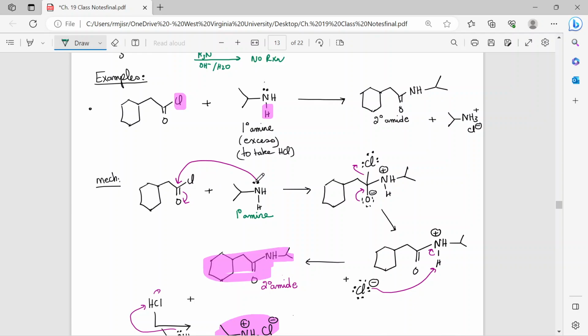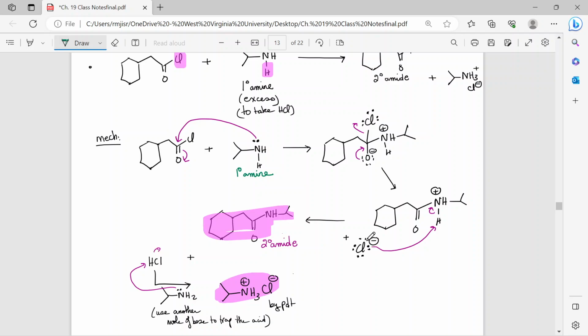Mechanism straightforward. Nucleophile attacks the partial positive carbon, forming a negative charge in there. And then resonance happens so that the leaving group is going to leave. That is going to be a Cl minus in the solution.